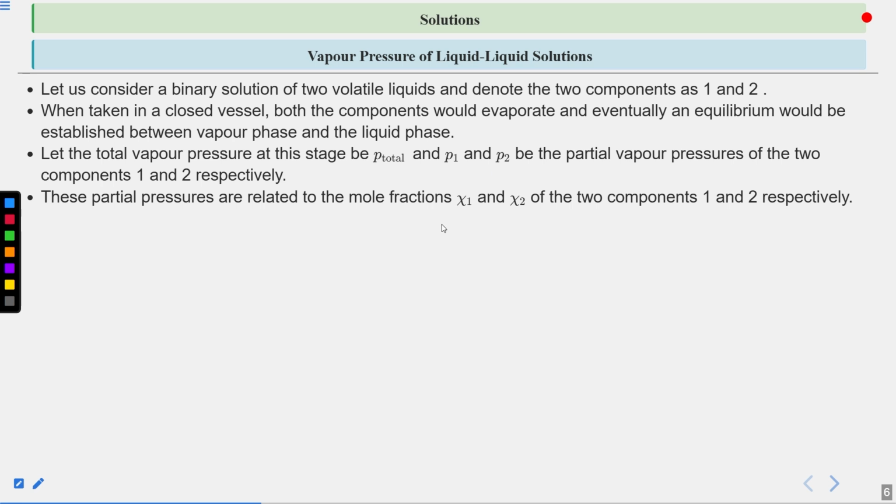Now, this partial pressure is related to the mole fractions, chi1 and chi2, of the two components 1 and 2 in the liquid phase. We are considering the mole fraction in the liquid phase and trying to develop a relation with the partial pressure of the same component in the vapor phase. This relationship, which we will see in the upcoming slides, is a quantitative relationship and is known as Raoult's law.